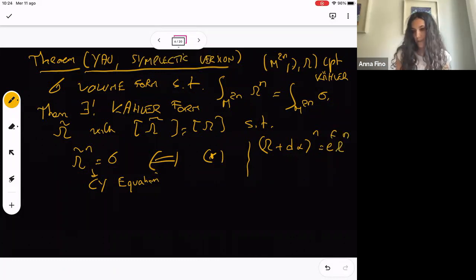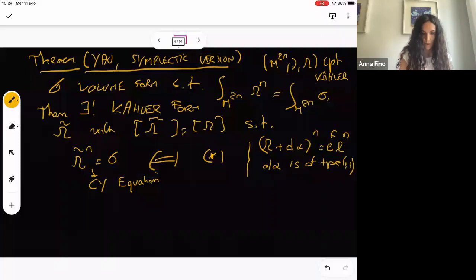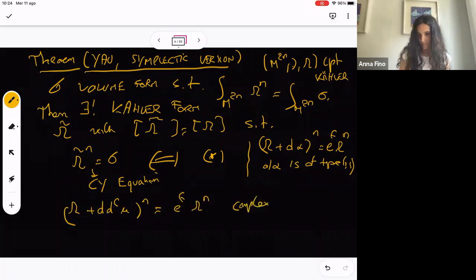So we will write sigma as e^F omega^n. And of course, we need the compatibility. So omega tilde has to be of type (1,1) with respect to J. So we have that d alpha is of type (1,1), so J d alpha is equal to d alpha. Okay, so this equation, omega plus dd^c u, all to the n, using the dd^c lemma, is exactly our complex Monge-Ampère equation.